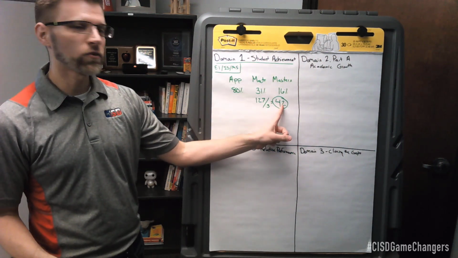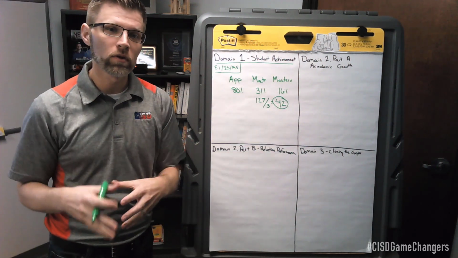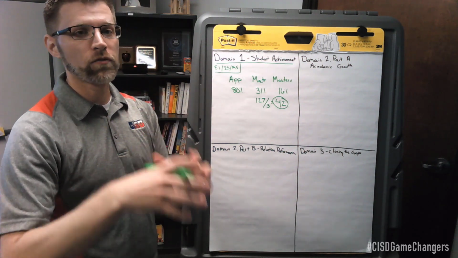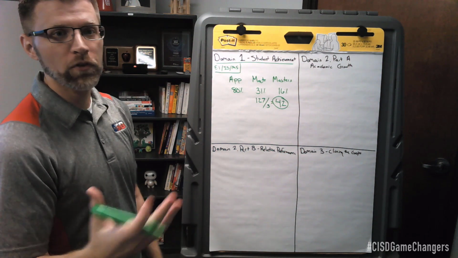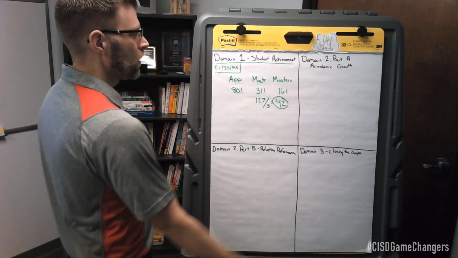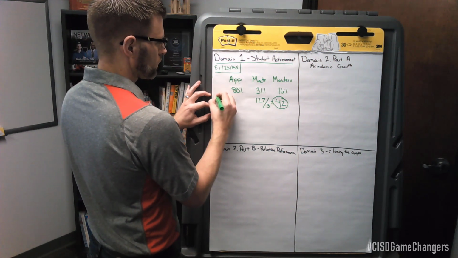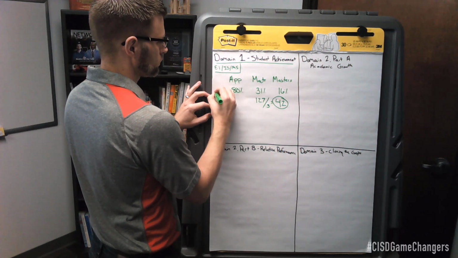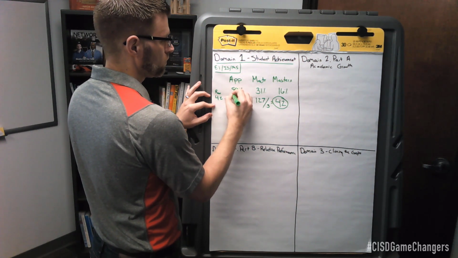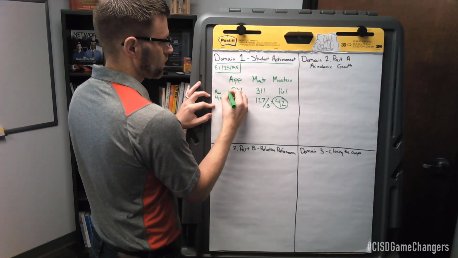Now what the state does with this is they take that raw score, they put it through a scaling formula, and they scale it up to a scale from 0 to 100. There's an online scaling tool if you're interested in exploring that a little bit more. So just for reference here, this 42 raw becomes a 71 scaled.